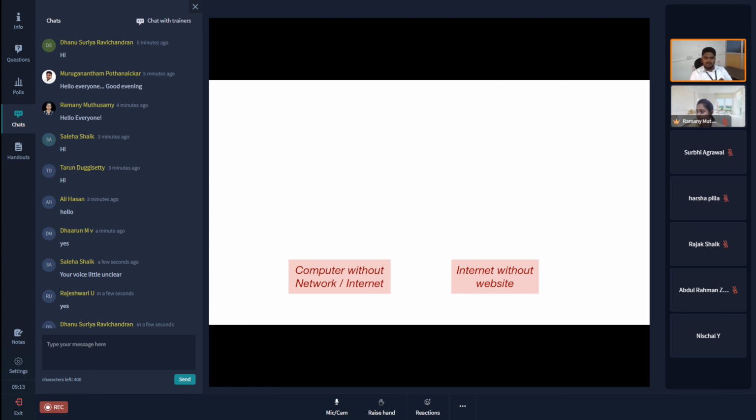Can you imagine a computer without a network, or internet without a website? Have you faced these two scenarios in your real life? Have you ever used a computer without a network, or internet without a website? Okay, yes, a computer without an internet. So what is the purpose of a computer? For a computer, internet is not mandatory, right? Then what is the purpose of a computer? Any idea?